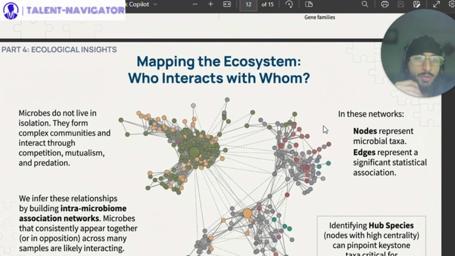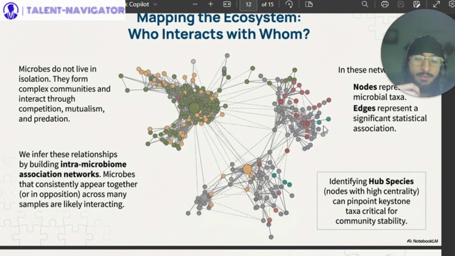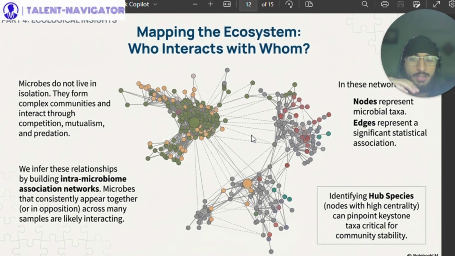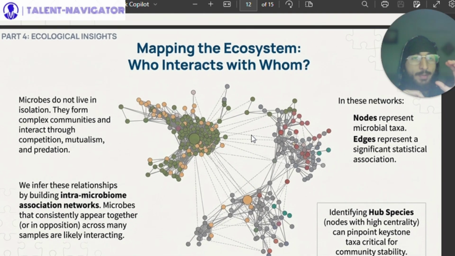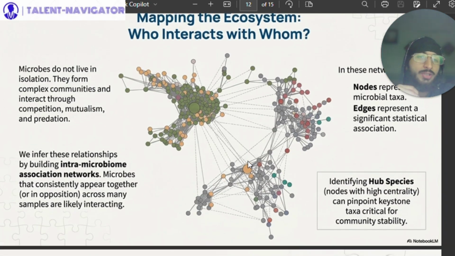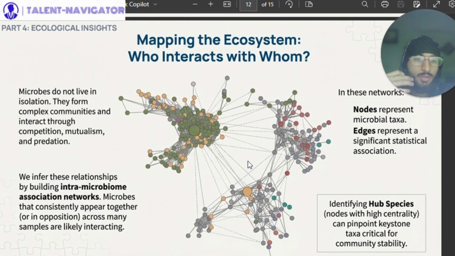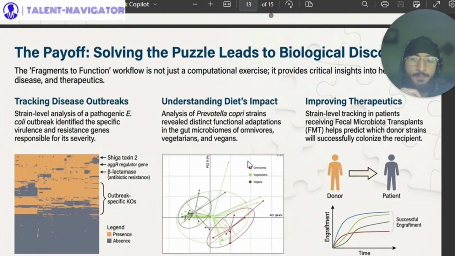Now, mapping the ecosystem: who interacts with whom? Microbes do not live in isolation. They form complex communities and interact through competition, mutualism, and predation. We infer these relationships by building intra-microbiome association networks. In these networks, nodes represent the microbial taxa, and edges represent a significant statistical association. Identifying hub species, nodes with high centrality, can pinpoint keystone taxa critical for community stability.